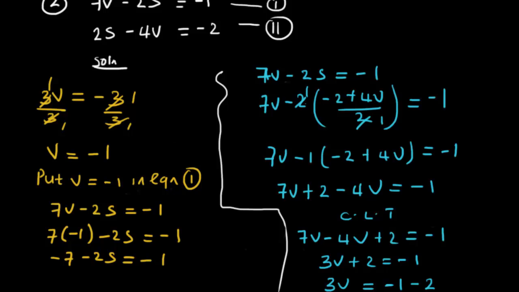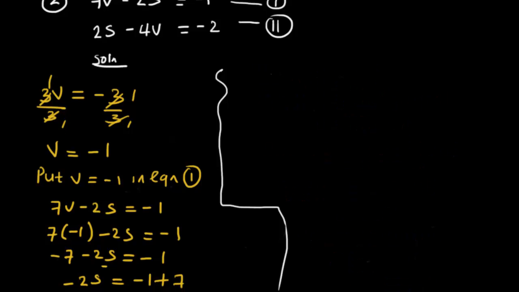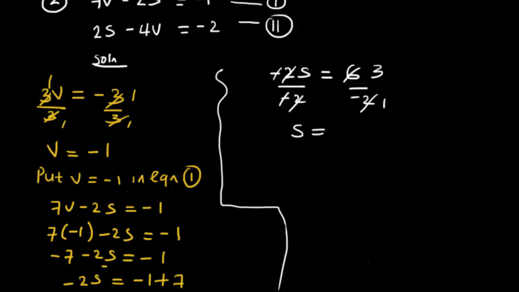Then collect like terms. Minus 7 comes to meet minus 1. When minus 7 crosses the equal to sign, it becomes plus 7. I hope you understand this. So I'll be having minus 2s equals minus 1 plus 7, which is 6. So I'm going to divide both sides by minus 2 to find s. Minus cancels minus, 2 cancels 2. I'm left with s equals, 6 divided by minus 2 will give me minus 3. So which implies that v equals minus 1, s equals minus 3.